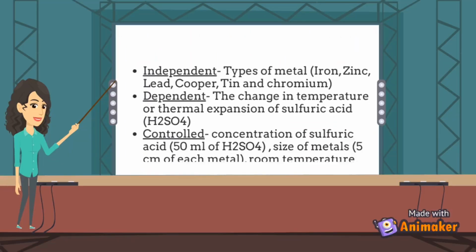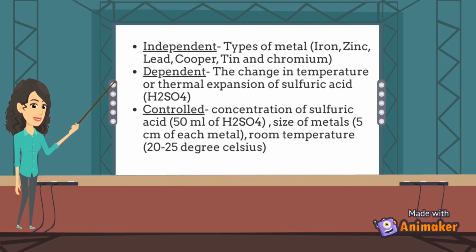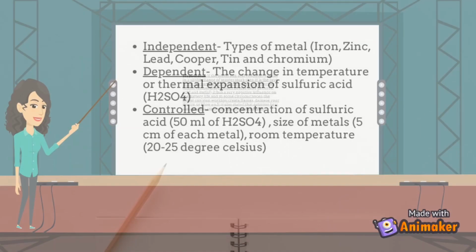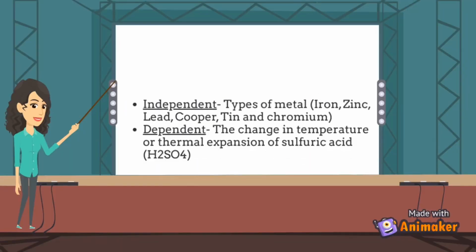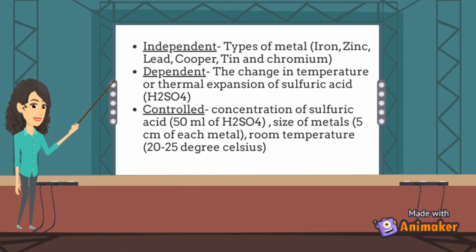Let's now bring our focus to the variables of this investigation. What exactly is our independent variable? Independent variable is something that's changing. What is changing in the investigation? The type of metal. We're investigating different types of metals such as iron, zinc, lead, copper, tin, and chromium to identify the change in temperature or the thermal expansion of sulfuric acid. Which leads us to the dependent variable, which is going to be the change in temperature. Why? Because this change is being measured in order to identify which metal is least reactive with sulfuric acid.